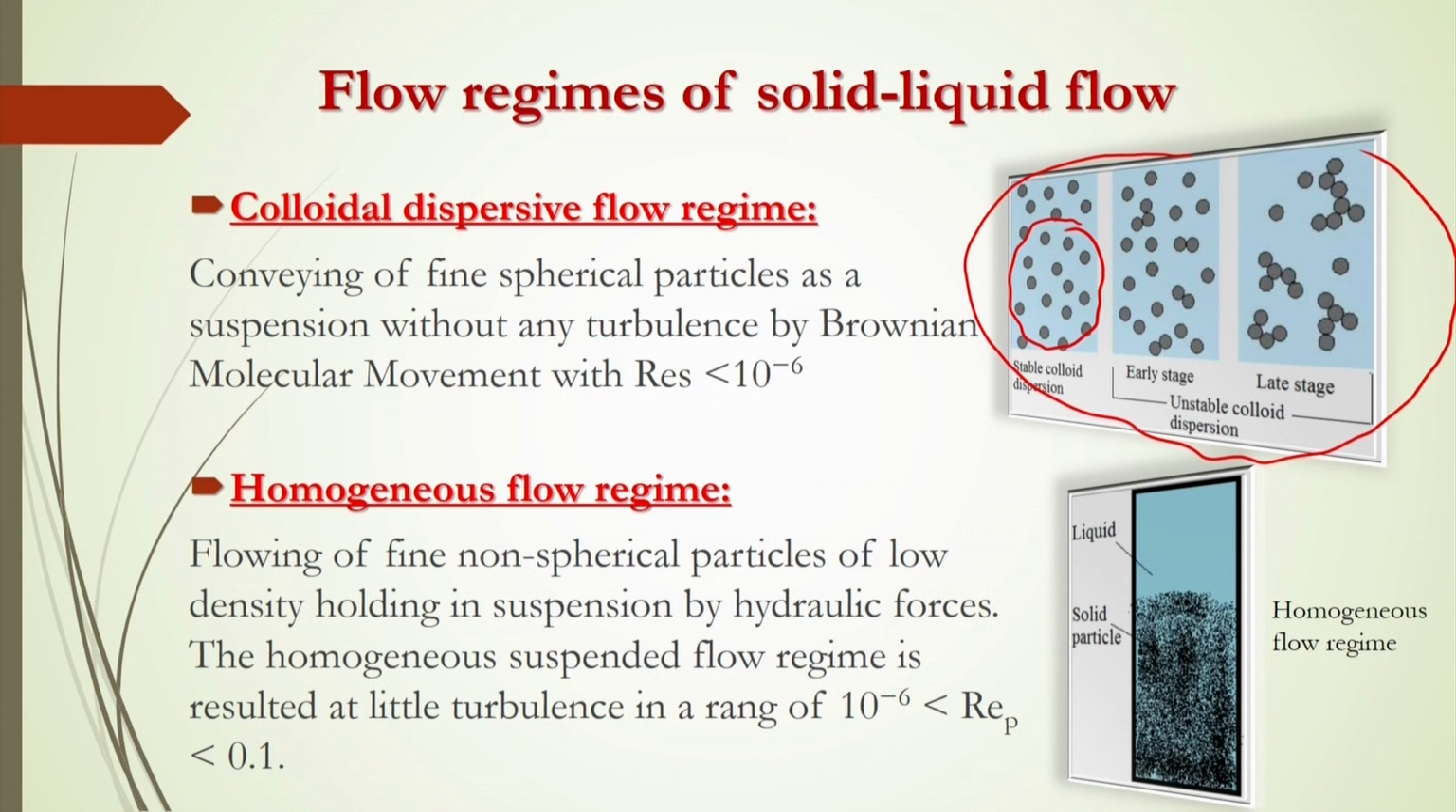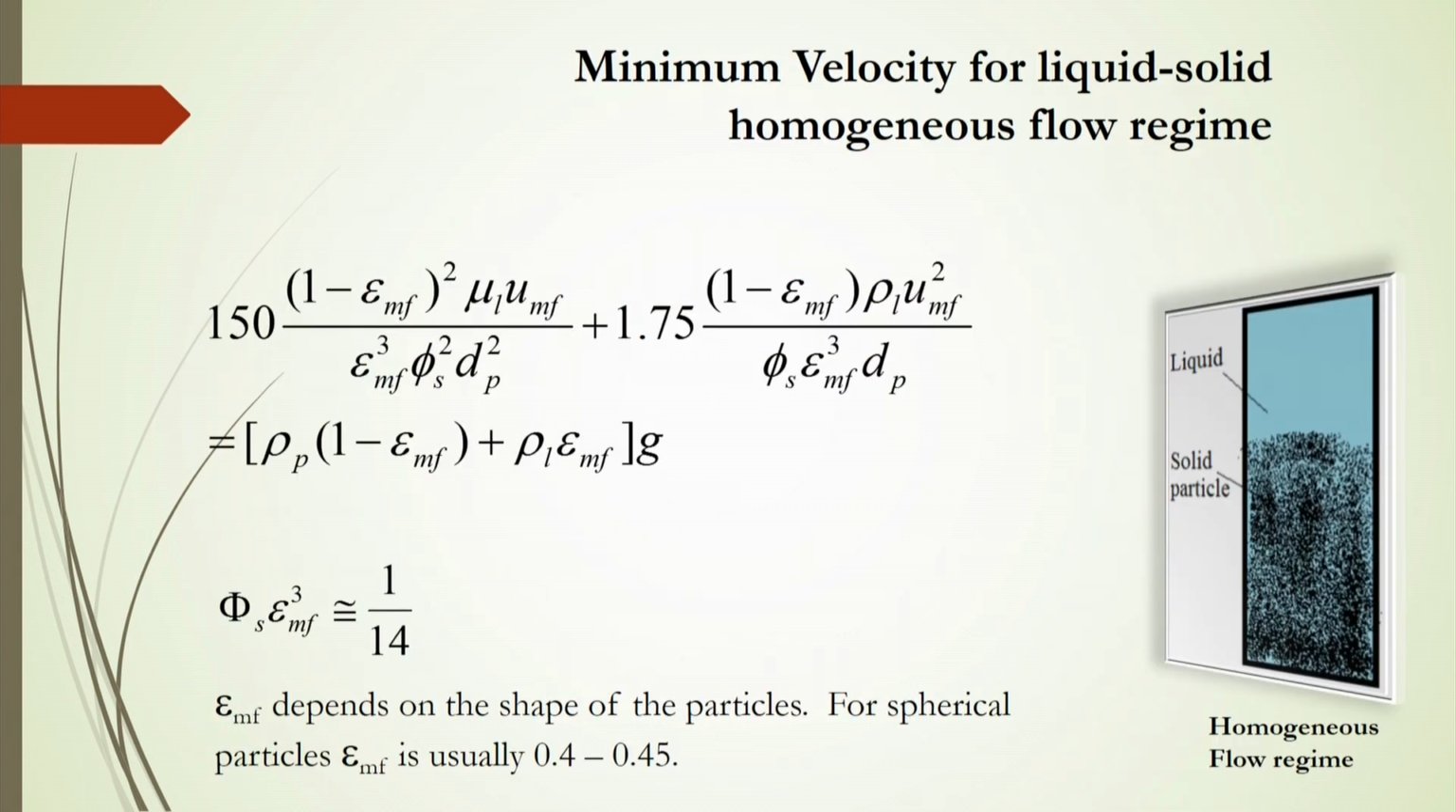For higher velocity, the breaking of this coagulation, or you can say agglomeration, will have a little bit lower tendency relative to the other velocity. So, these are the homogeneous flow regimes, and how it will be there inside the bed is shown here in the picture.